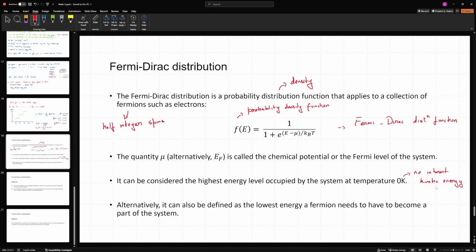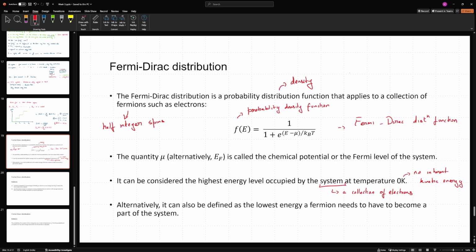And the Fermi level is the highest energy level occupied by a collection of electrons. When I say a system here, previously when we were talking about a quantum system, we were talking about a single electron. But here a system is a collection of electrons. So this is something that comes from statistical physics.